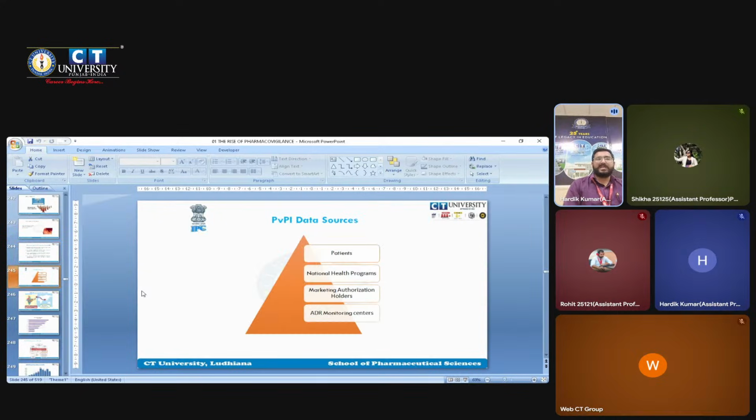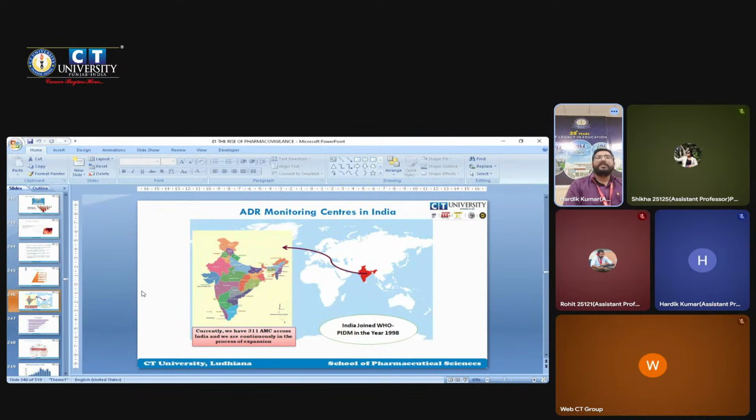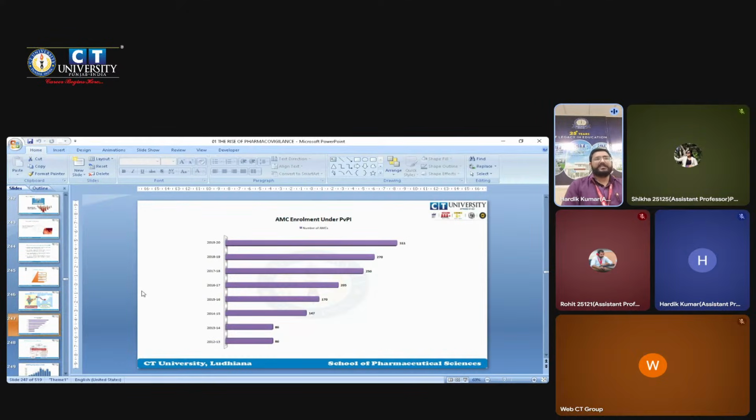PVPI data sources are patients, national health programs, marketing authorization holders, and ADR monitoring centers. There are 311 ADR monitoring centers across India. India joined the World Health Organization's program in the year 1998. This is then AMC enrollment under PVPI.